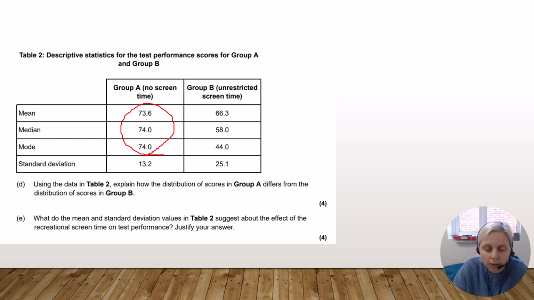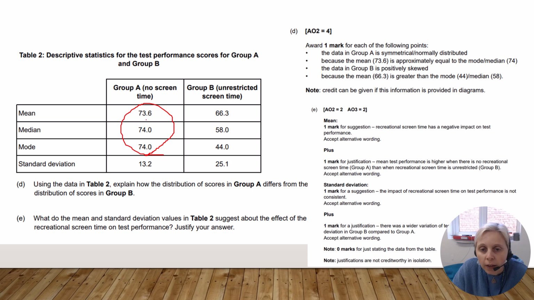You can try and answer the next one. Pause a second, and then I'll put the mark scheme out. So as we said, for group A, you would say that it's symmetrical, so it's a normal distribution, whereas for group B, you would say it's positively skewed. So always remember, if you see a table that gives you mean, median, and mode, it's asking you to comment on normal versus skewed distribution.